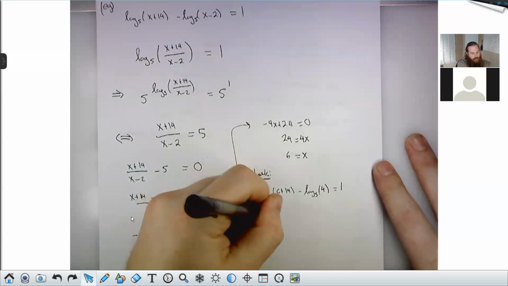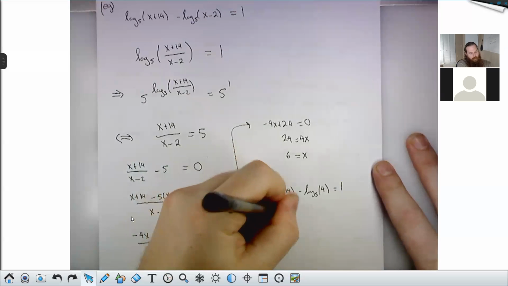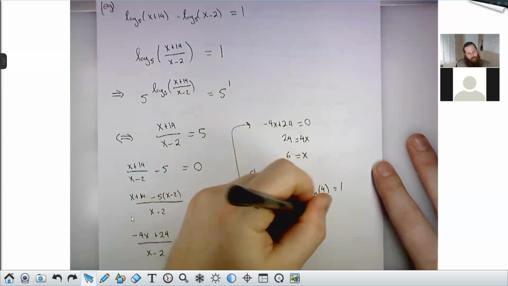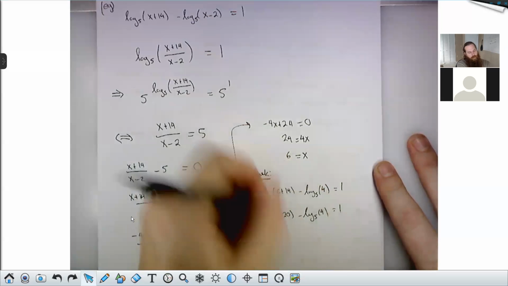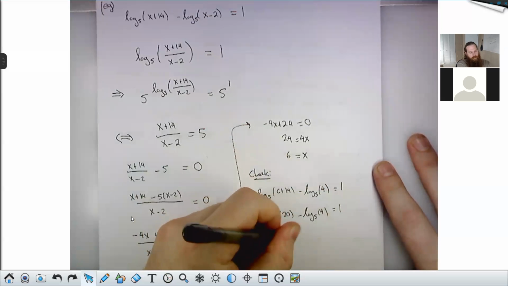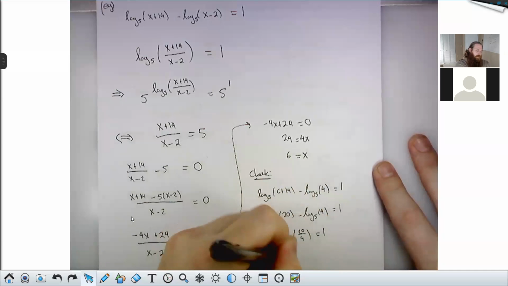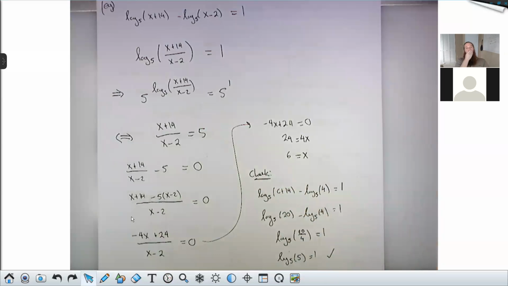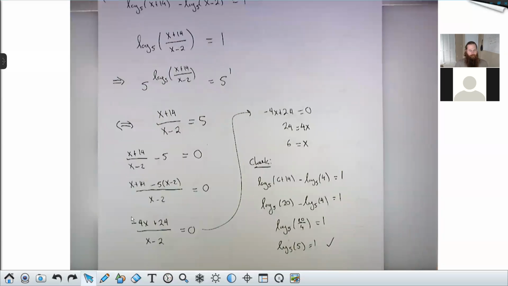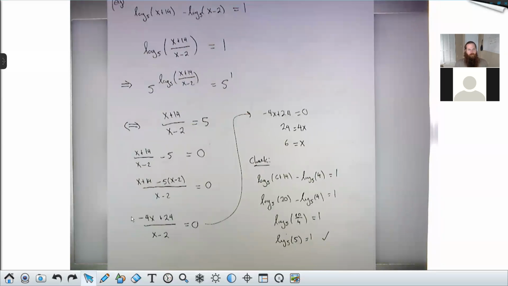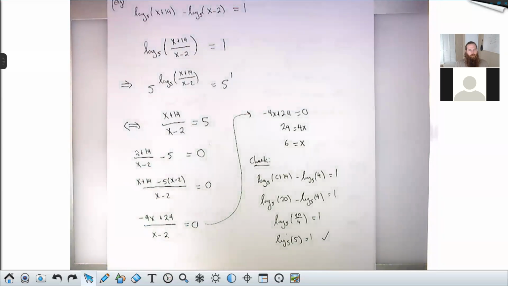If I continue checking here, this is log base 5 of 20 minus log base 5 of 4 equals 1. And yeah, if you combine those, that's log base 5 of 20 over 4 equals 1. That's log base 5 of 5 equals 1, which is true. So this is good. But yeah, that step, the step going from here to here, is just having a common denominator between these two pieces, between this piece and this piece.